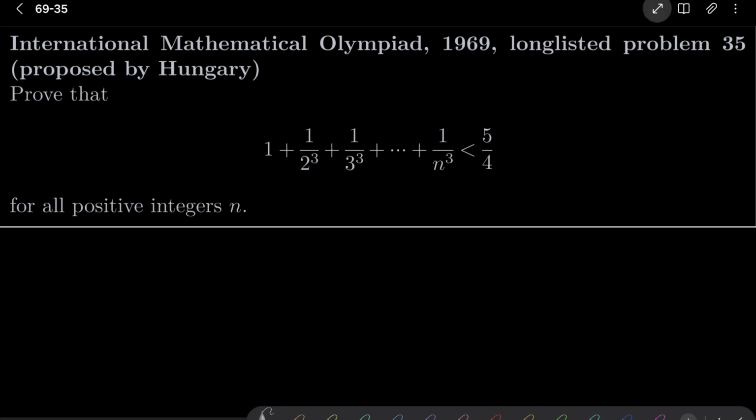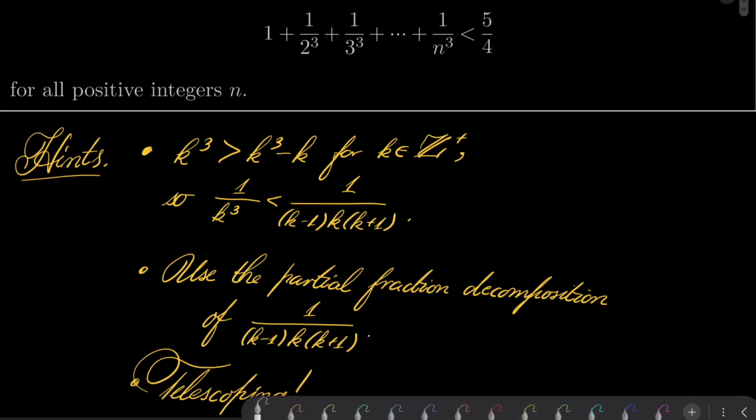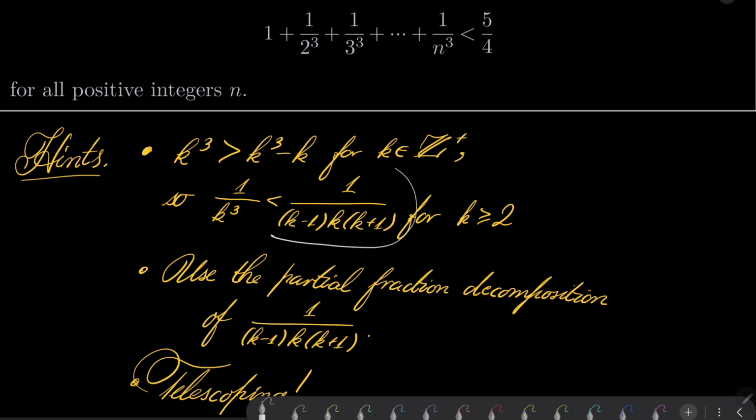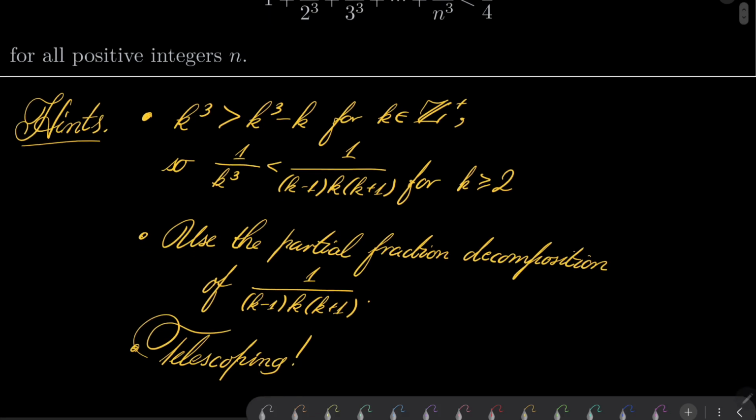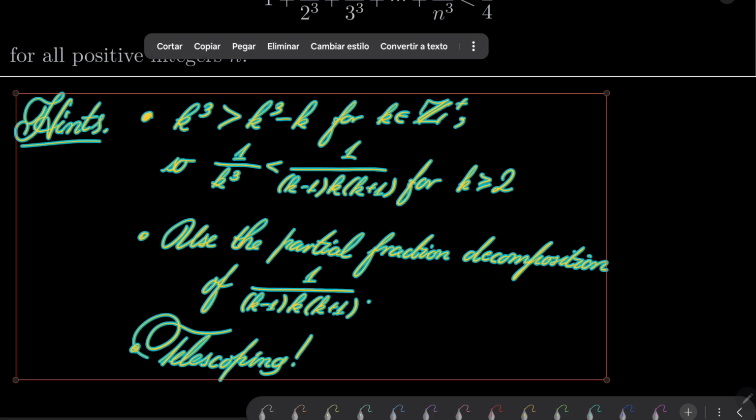Here are my hints. First, notice this inequality that k cubed is strictly greater than k cubed minus k for all positive integers k, which allows us to write this inequality, because of the denominator. Let's suppose that k is greater than or equal to 2. Next, use the partial fraction decomposition of this fraction, and finally some telescoping may be going on after this estimation. So give this problem a try.